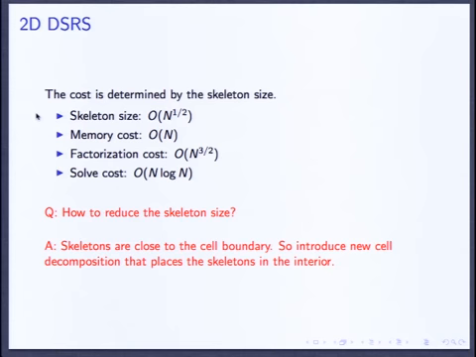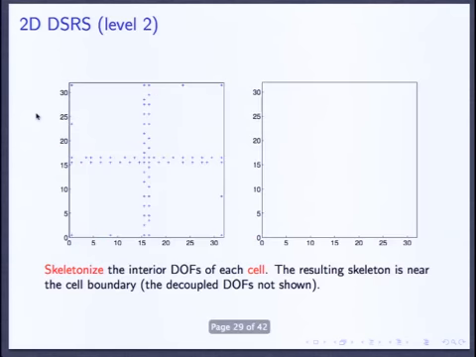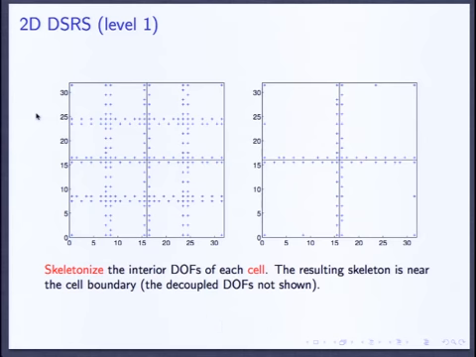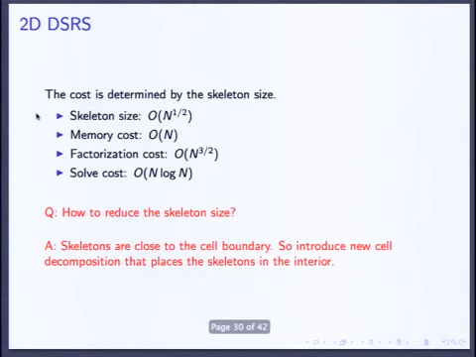So the question we ask ourselves is how can we reduce or control the size of the skeleton? Well, the idea is that if you see from the previous picture, all the skeleton essentially lives on the boundary of the domain. So in order to control the size of the skeleton, you need to move these degrees of freedom on the skeleton to the center of the cells. However, the skeletons are where they are, I can't move them, right? Their degrees of freedom come from a discretization. So the only way you can do that is to change the cells.